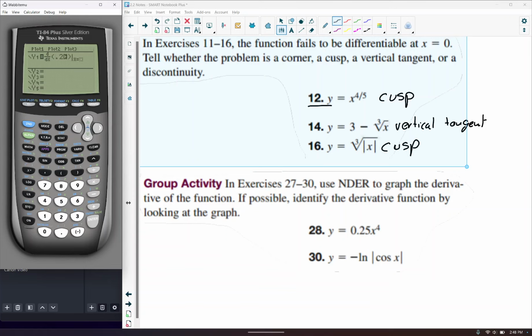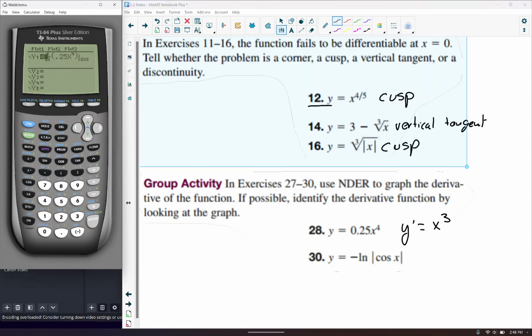So 0.25 x to the 4th. And we're doing the derivative everywhere. So instead of a nice value like 5, that would just give us a point. We're doing this everywhere, so we're going to put an x there. So we're going to graph it. And this is actually the graph of the derivative. And the graph of the derivative, hopefully you recognize it. y prime is equal to x to the third.